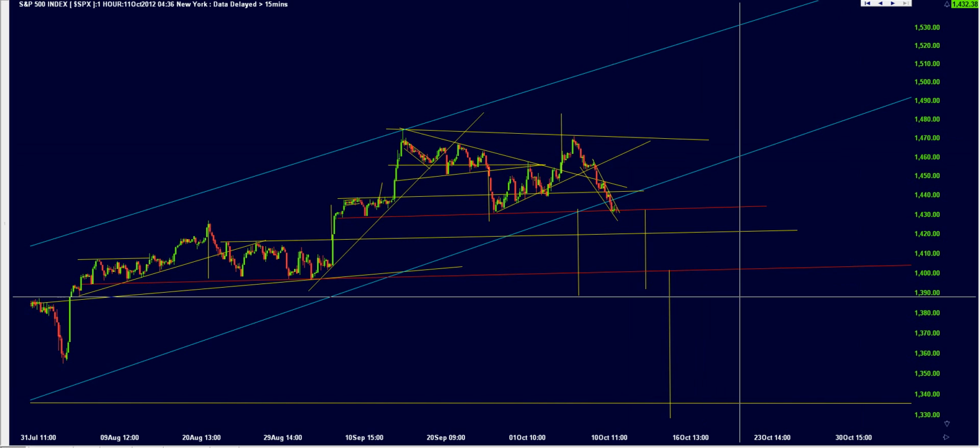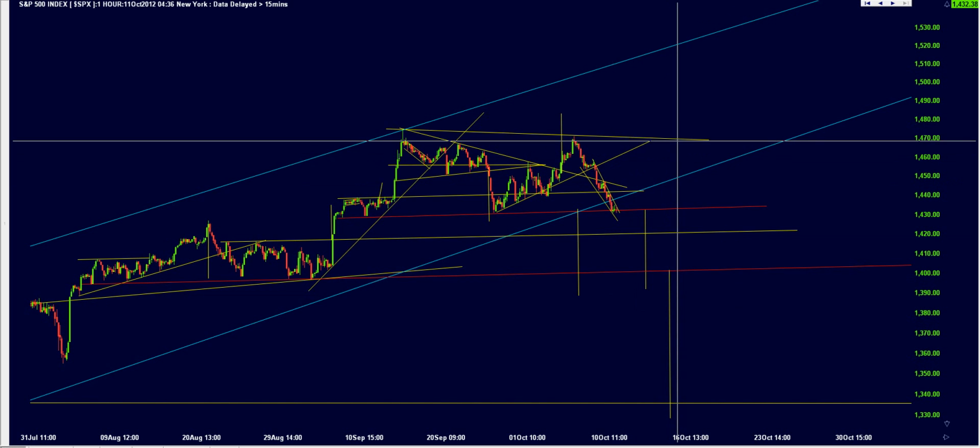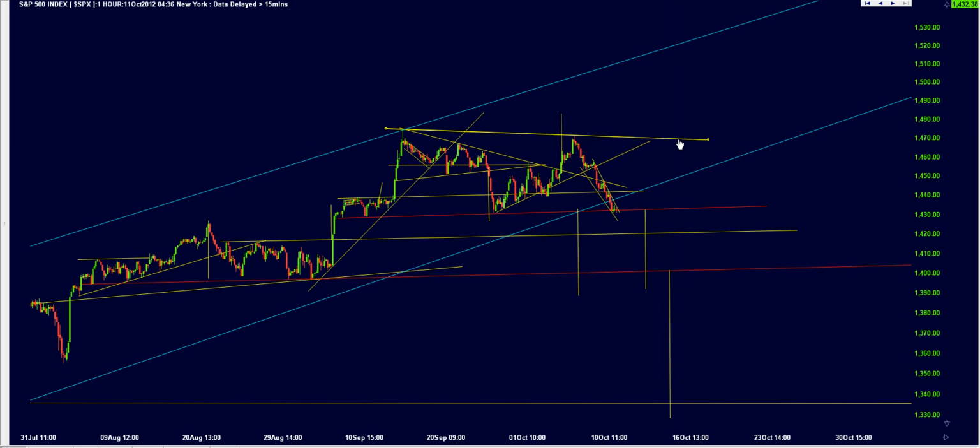For me to be bullish on this market at all, we'd have to get on up back into this channel, back over this blue line, and get over the 1470 area. Now, I don't really think that that's going to happen, but never say never.